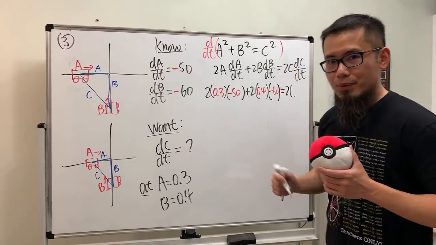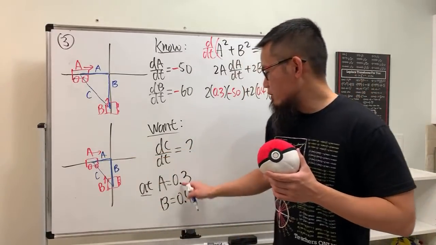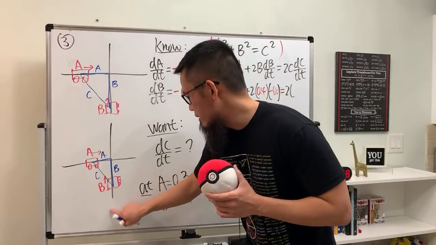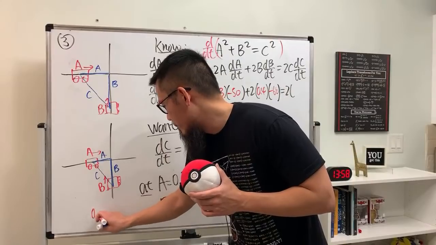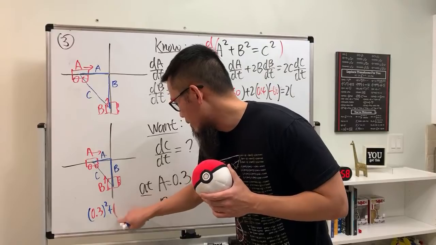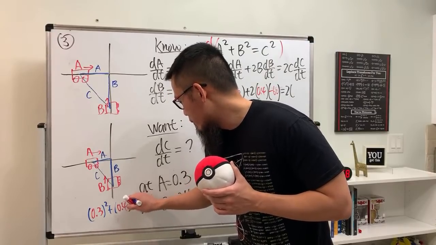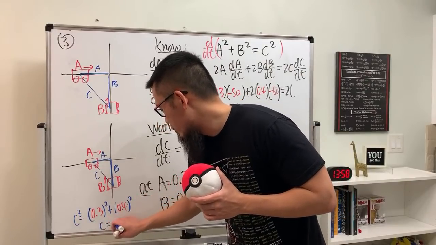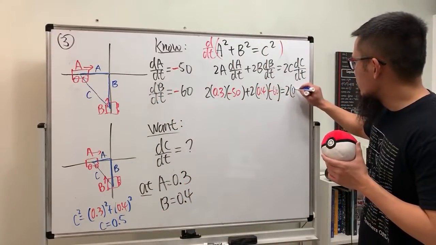C is what? Well, now we have to solve for C. A is 0.3, B is 0.4. For C, of course, we can use the Pythagorean theorem right here. So let me just show you the work. 0.3 squared plus 0.4 squared, this right here will give you C squared, right? So you can solve this, you will get C is equal to 0.5. So C is actually 0.5.